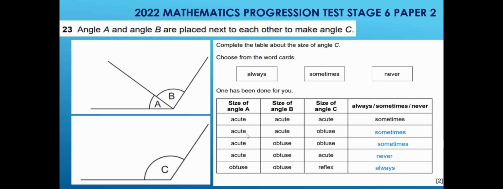Size of A acute, B acute, C sometimes obtuse. What's the proof? Let's say this is 40, this is 60, altogether is 100. 100 is obtuse, but if we take 30 and this is also 20, then it will be 50. 50 is acute but not obtuse, so that's the reason we answer sometimes.